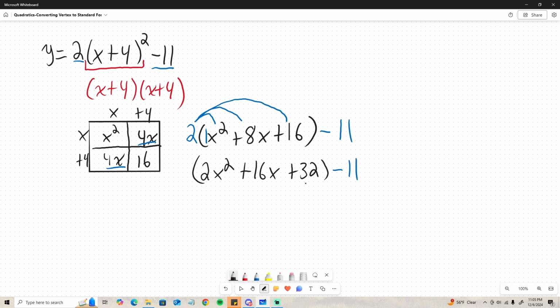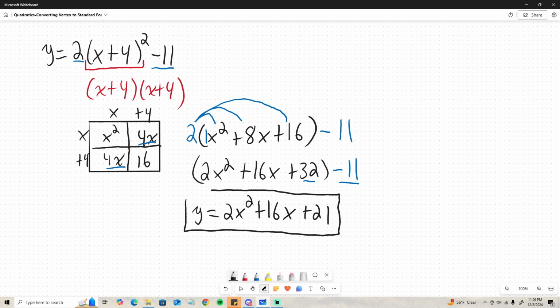From here, I'm just going to combine like terms, with my like terms being the 32 and the negative 11. So my final answer is going to be y equals 2x squared plus 16x plus 21. This would be your final answer. And again, there's plenty of things you could do with that. We could graph that, although it'd be easier in vertex form. You could find the y-intercept, axis of symmetry, and the vertex. We'll continue with one more example.